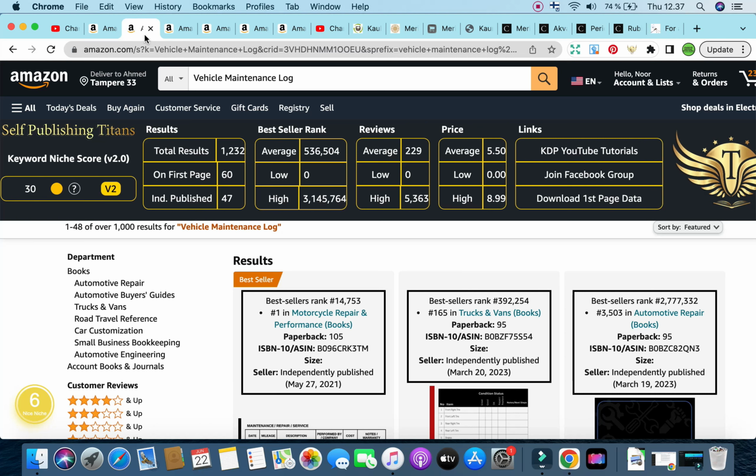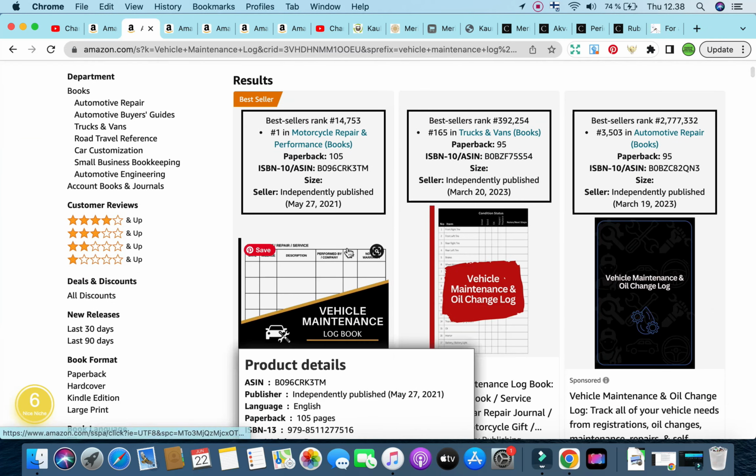Now, we do have a clarification by Amazon Scout Pro Chrome extension, which I do like, their niche strength score. They've given us a number 6, categorizing it as a nice niche, which beautifully fits all this data that we have, all this juicy stuff that we have by Self-Publishing Titans Chrome extension.